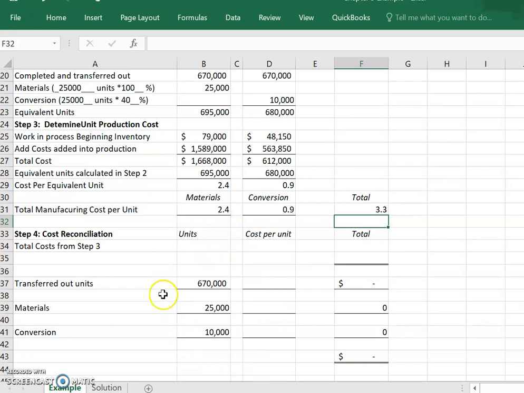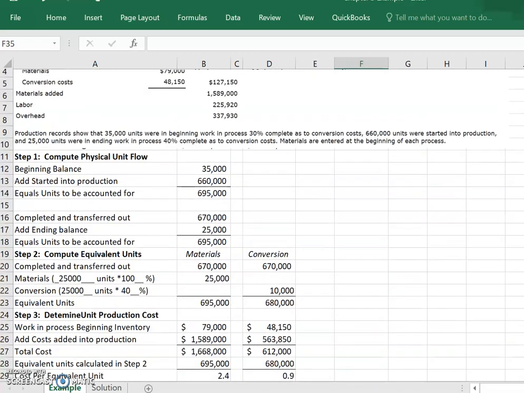Again, this has already been pre-populated because I used that Excel with my formulas already put in, but this number coming from step 1, and materials coming from and conversion coming from step 2. I can put in my costs that I computed per unit that I determined in step 3. And 0.9 for conversion to give me my total cost. But what I want to do is make sure that that equals my total.